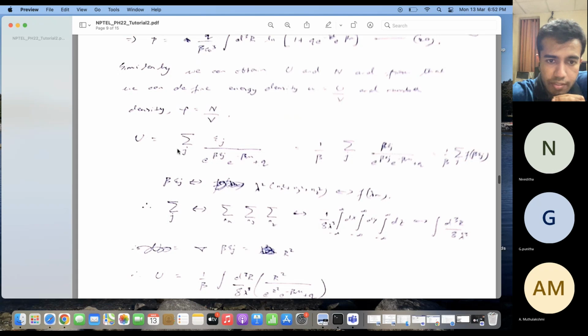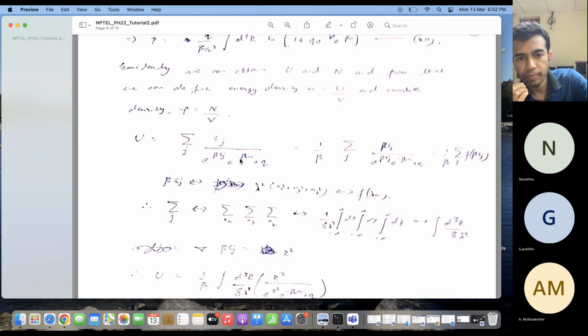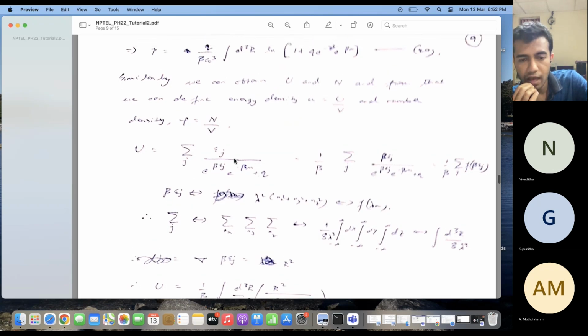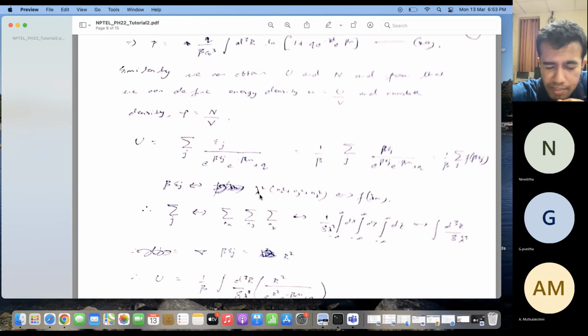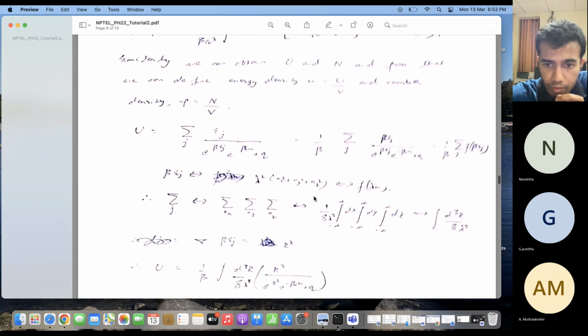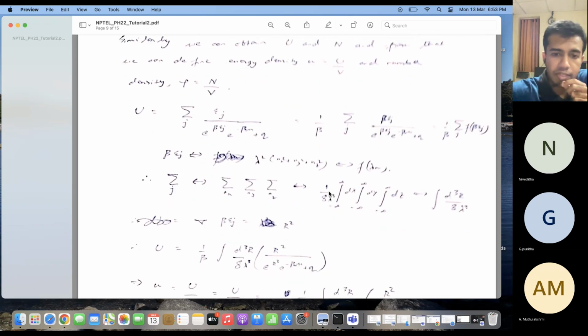So we had seen that U can be written in this manner as summation over J epsilon J by e to the power beta epsilon J minus beta mu plus Q. Okay, I multiply and divide by beta. So this is equal to 1 by beta summation over J beta epsilon J divided by this quantity. And this is nothing but 1 by beta into summation over J some function of beta epsilon J, like I had shown earlier. And beta epsilon J, as we had seen, was lambda square nx square plus ny square plus nz square. Okay, so this can be replaced by f of lambda n.